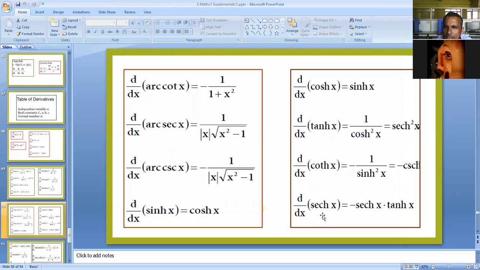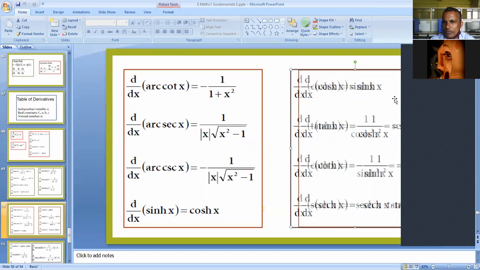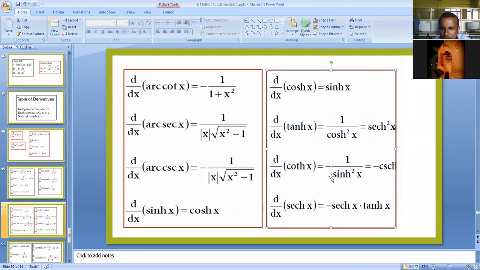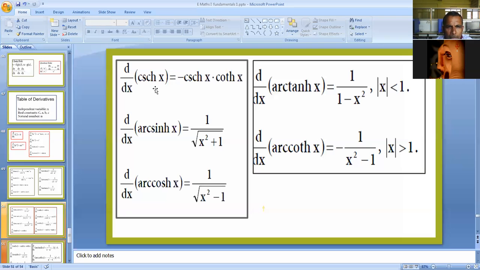And then sec hyperbolic of x is what? Minus sec hyperbolic of x into tan hyperbolic of x. So these are the basic results in their differential. See here, cosec hyperbolic of x. What is the derivative of cosec hyperbolic of x? Minus cosec hyperbolic of x into cot hyperbolic of x. Like cosec x into cot x.